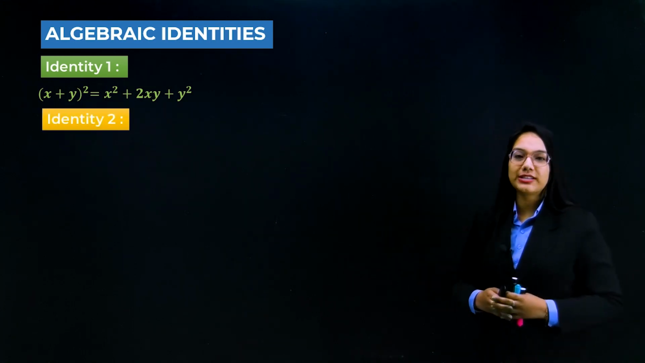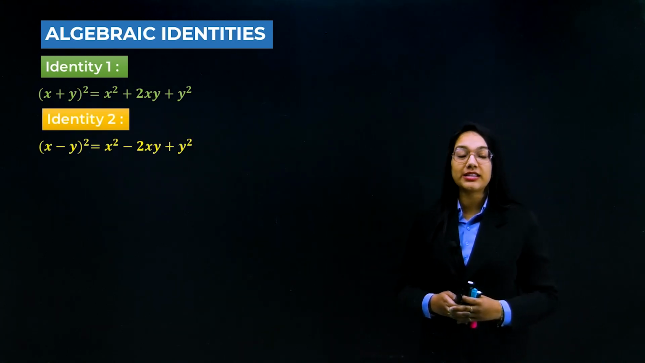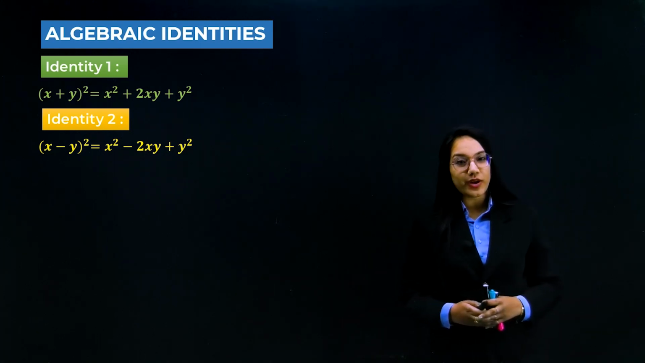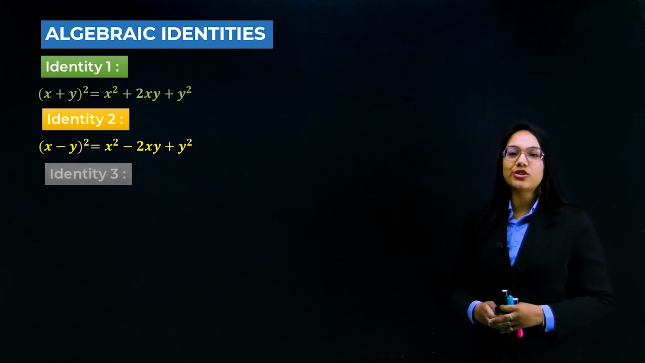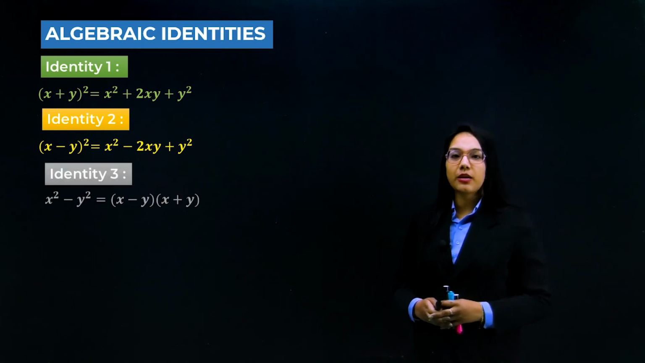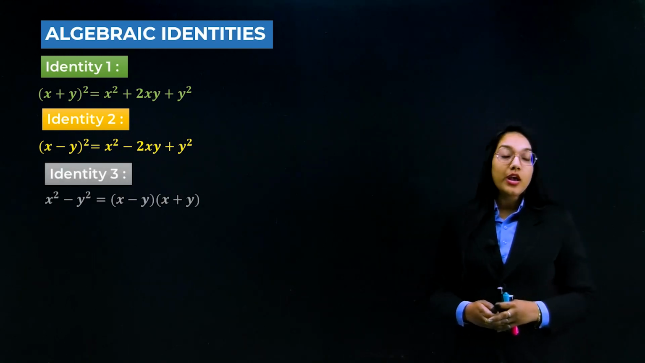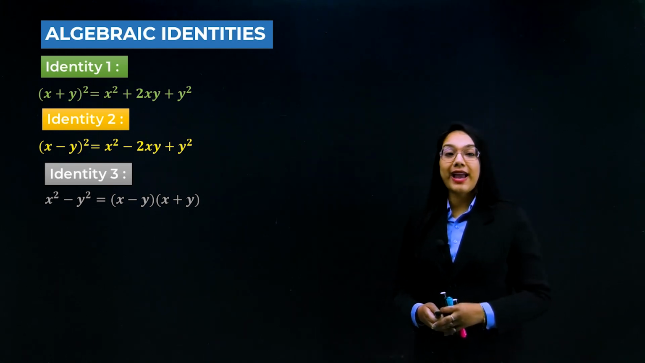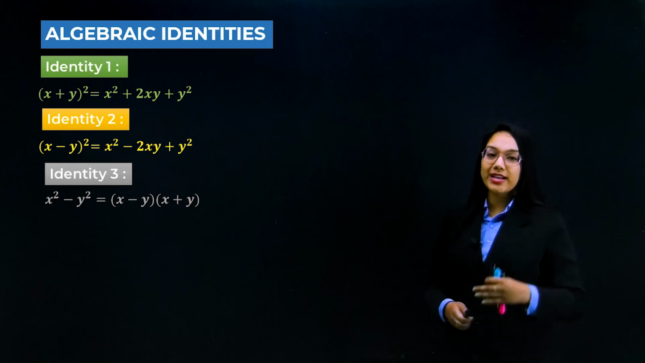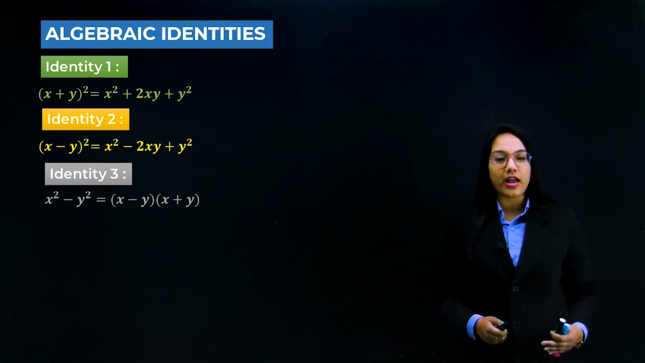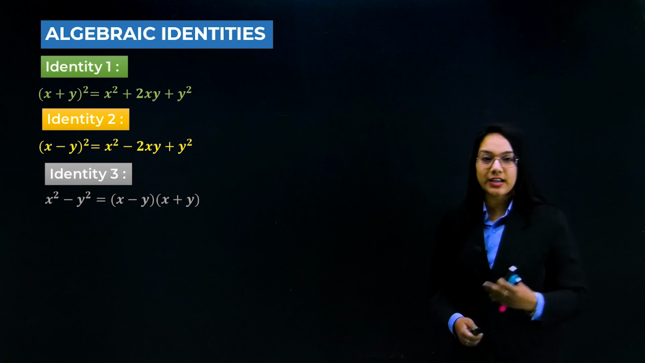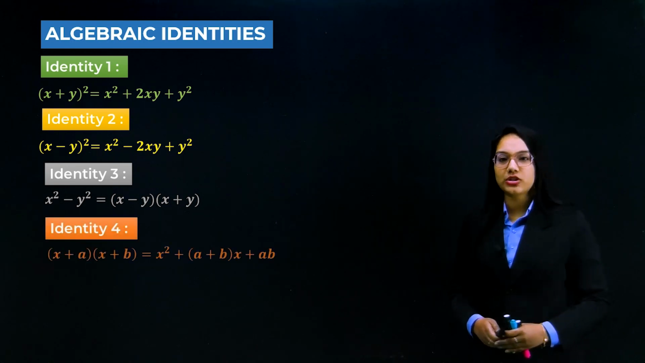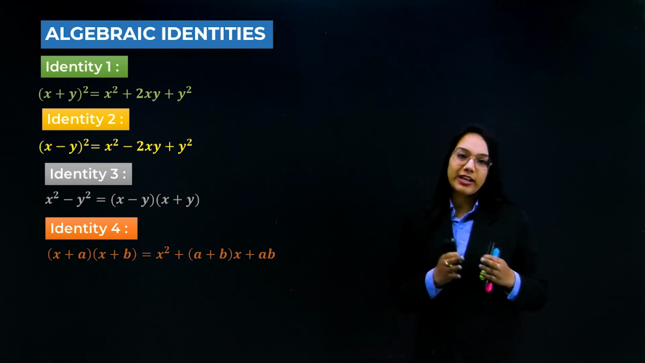Now let's talk about the second identity. The second identity is (x minus y) whole square, which is equal to x square minus 2xy plus y square. Now let's talk about the third identity. This is x square minus y square. Whenever we have such an expression, x square minus y square, we can expand it into (x minus y) into (x plus y). So we have a product of two terms, x minus y and x plus y.